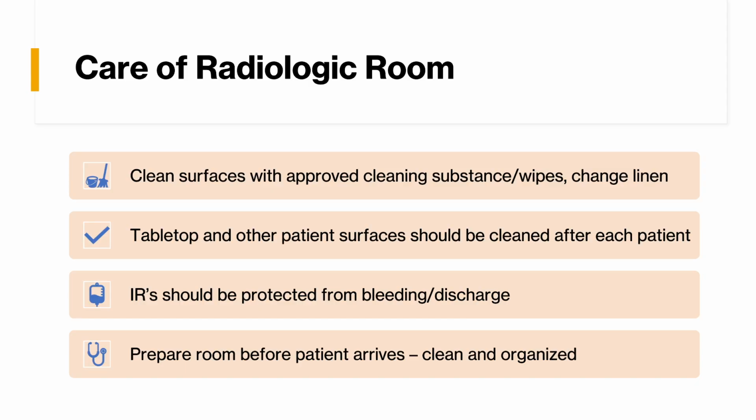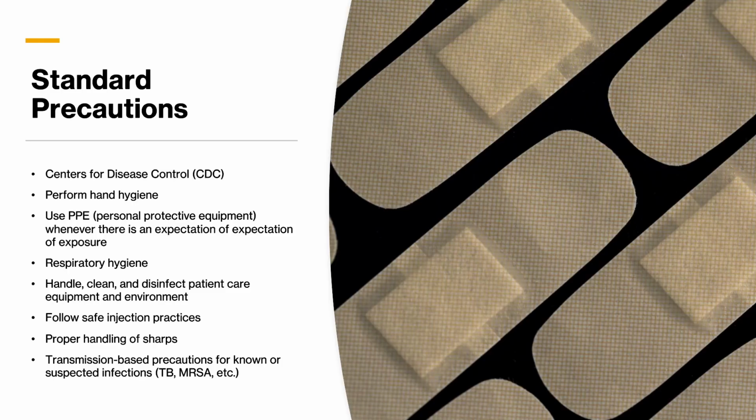Caring for the radiologic room is also important, and will be your responsibility. So making sure that the surfaces are cleaned with the approved cleaning substances or wipes, depending on your area of practice, changing linens on beds. The tabletop and other patient surfaces should be cleaned after each patient, especially if there's bodily fluids, bleeding, discharge. You'll make sure that those are cleaned off, but between every patient, they should be cleaned. Before the patient arrives, it should already be clean and organized if they're entering an environment that is a little less stressful.